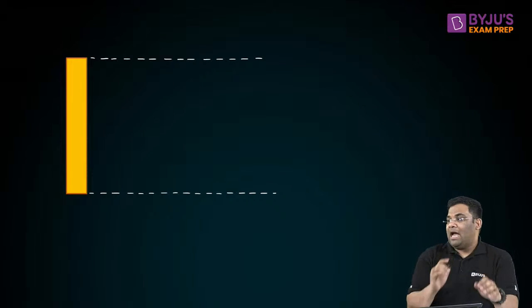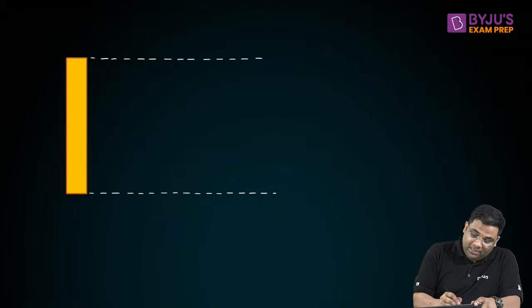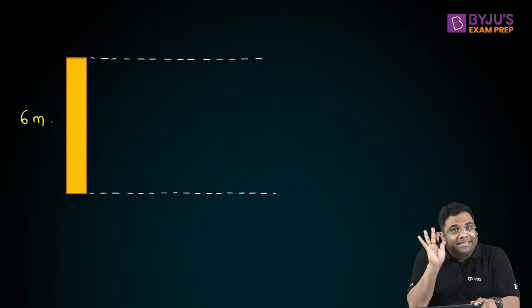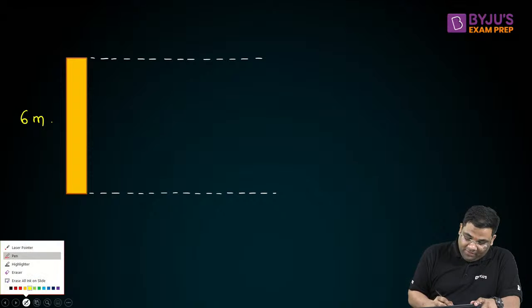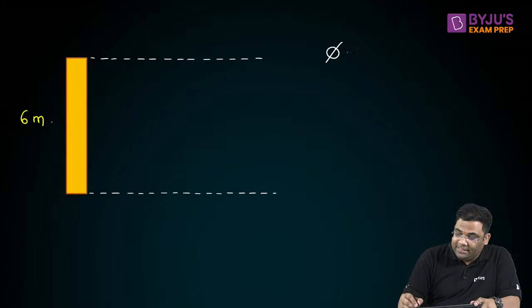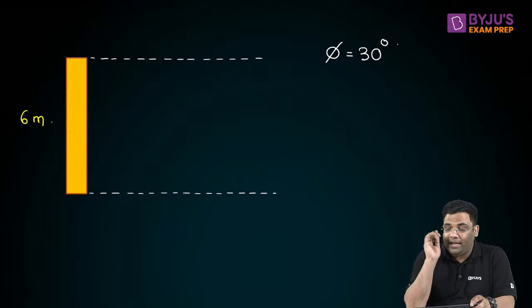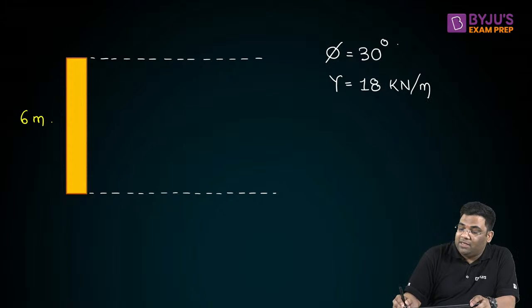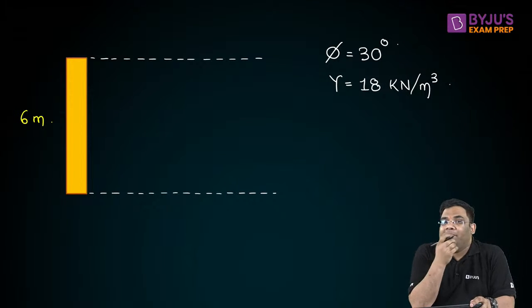For example, I will directly jump into the numerical. Suppose this is a retaining wall of height 6 meter. I am giving the phi as 30 degree, and I am saying that the gamma of the soil is 18 kilonewton per meter cube.